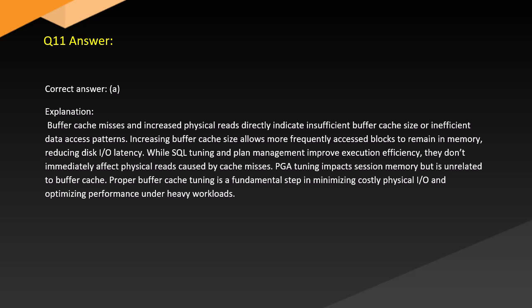Answer. Correct answer: A. Explanation. Buffer cache misses and increased physical reads directly indicate insufficient buffer cache size or inefficient data access patterns. Increasing buffer cache size allows more frequently accessed blocks to remain in memory, reducing disk I/O latency. While SQL tuning and plan management improve execution efficiency, they don't immediately affect physical reads caused by cache misses. PGA tuning impacts session memory, unrelated to buffer cache. Proper buffer cache tuning is a fundamental step in minimizing costly physical I/O and optimizing performance under heavy workloads.